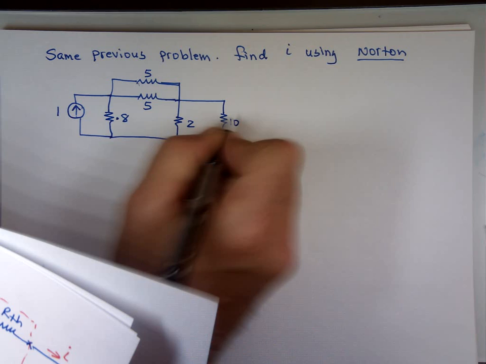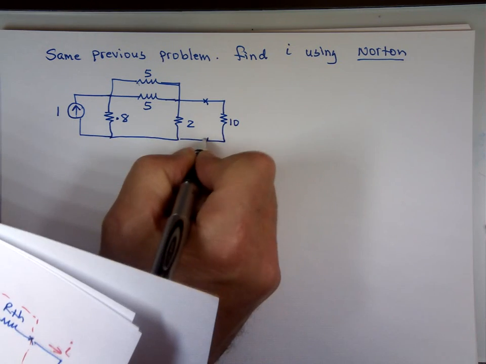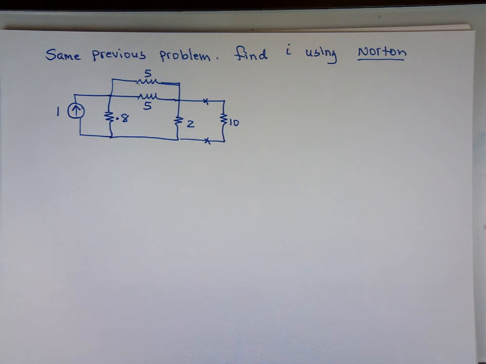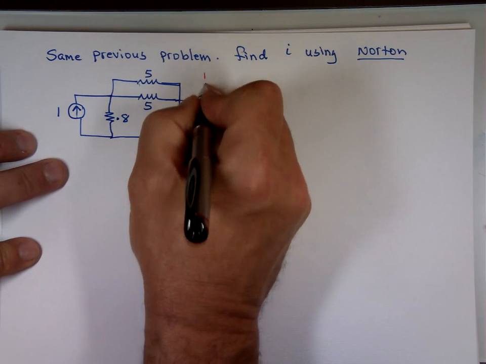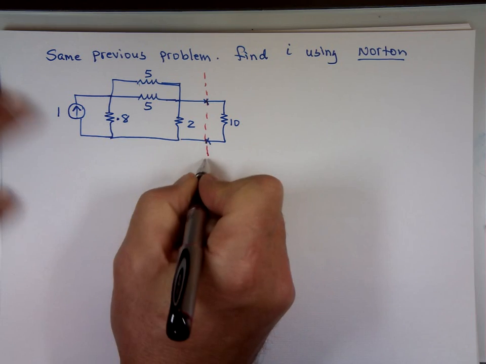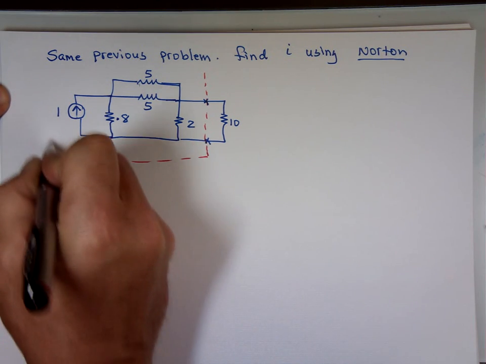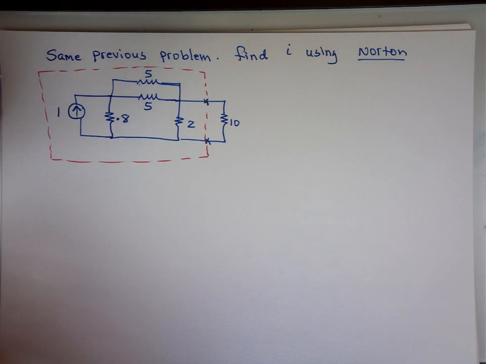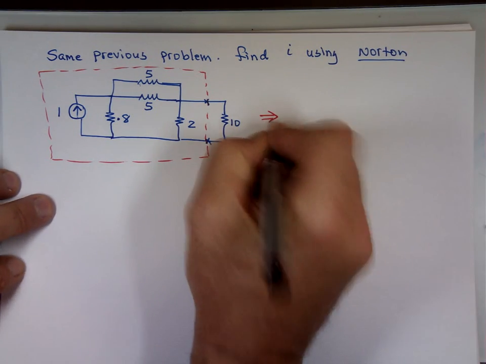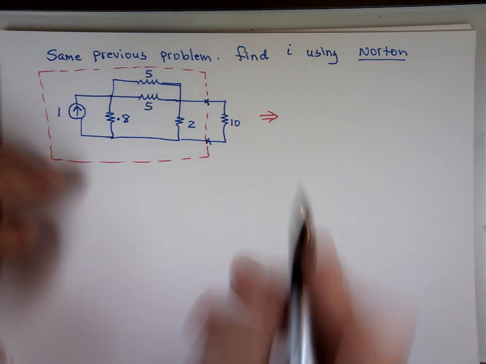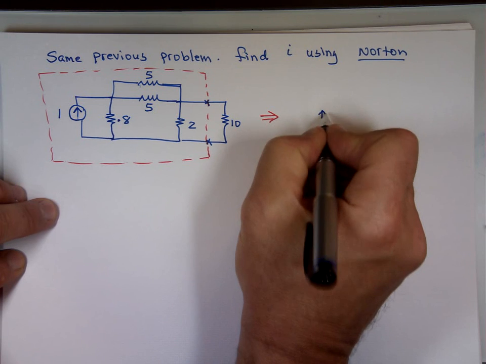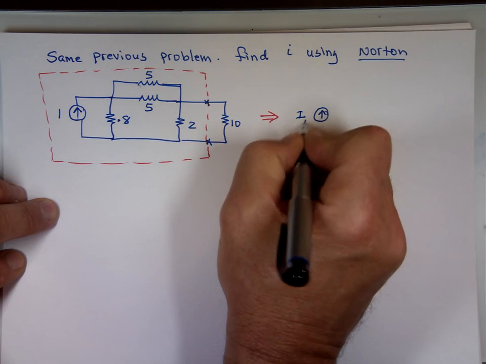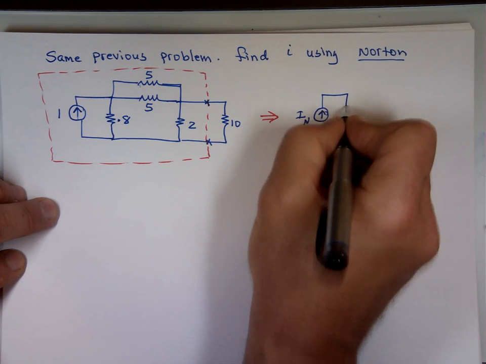Again, we're going to cut it here. So we're going to cut it right there and replace this box, what's inside the red box here, with I Norton in parallel with R Norton.